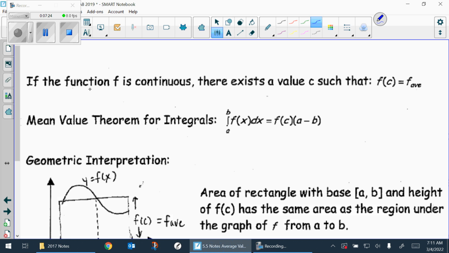Now, if the function is continuous, and that last one was, it's preferable, then there exists a value c such that this thing's true. Now, what does that mean? Well, that means that there is some x value in that interval where the y value is equal to the average value.